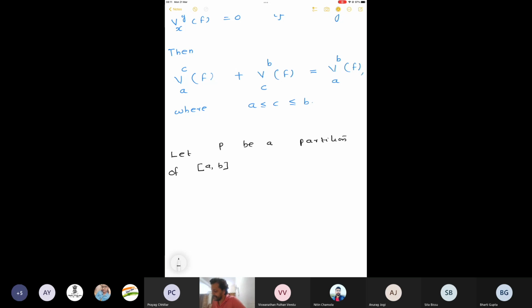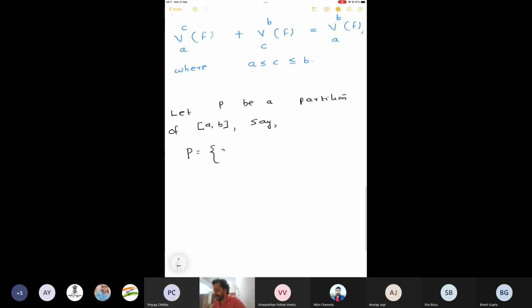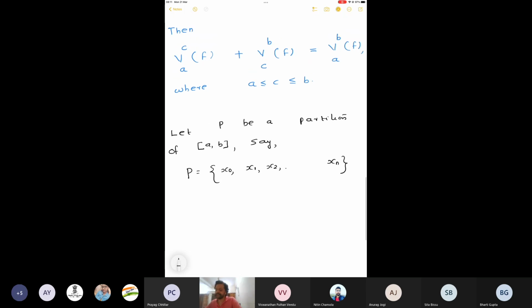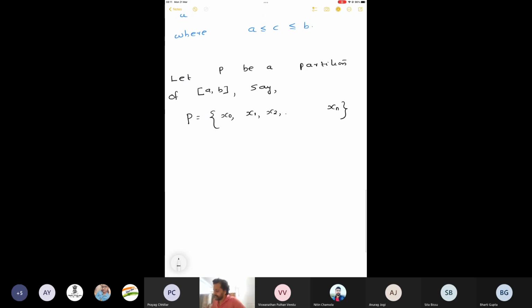Let us say P equal to x0, x1, x2, and so on, xn. We want to establish this fact, namely the total variation of f over an interval is additive. So let us take this partition of AB. A is obviously x0 as per the definition of the partition. This is xn, and you have intermediate points.